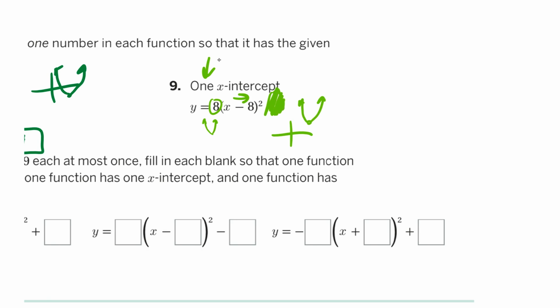And so to get my correct answer here, I'm going to take this equation here and I'm going to change it to not add or subtract anything. I'm changing this number right here to 0, because that way when I do this, I shift 8 units to the right and my intercept there is on the vertex.